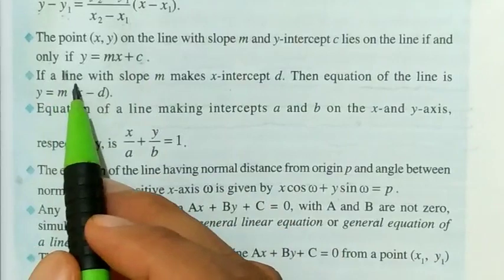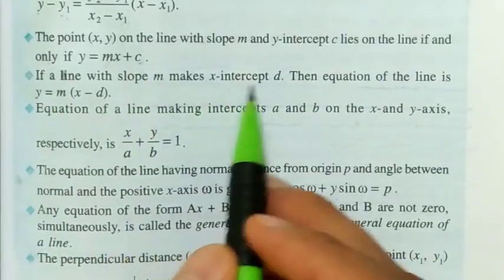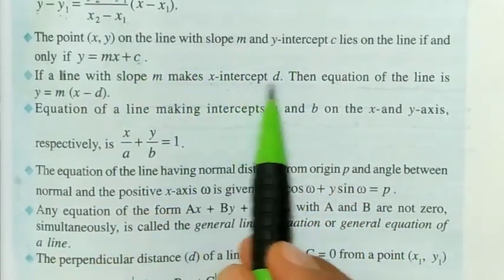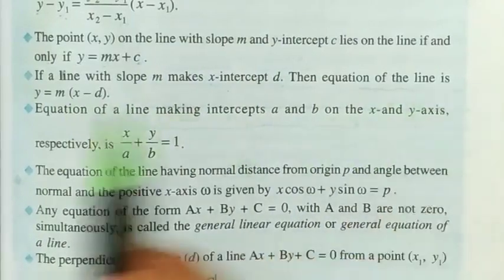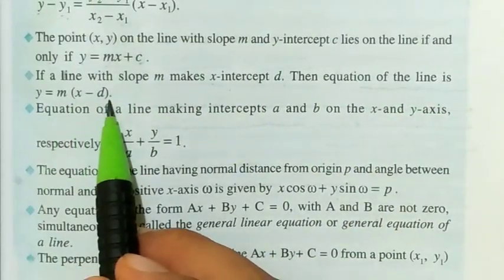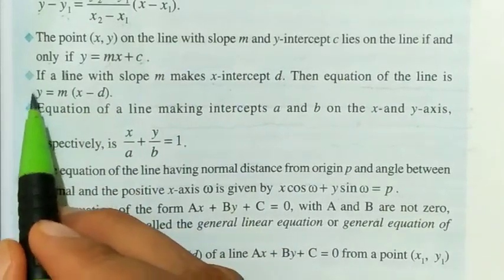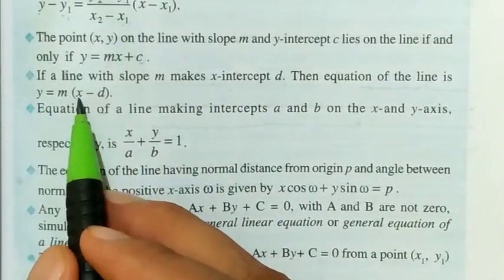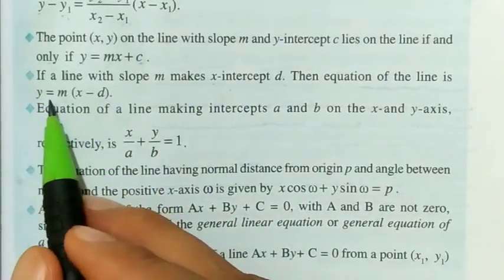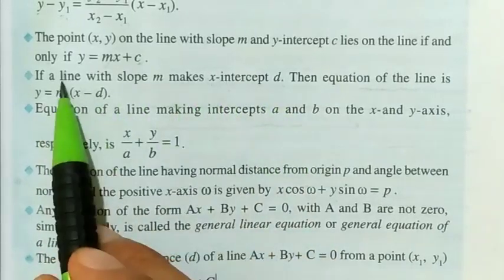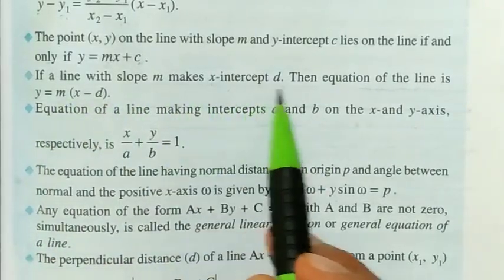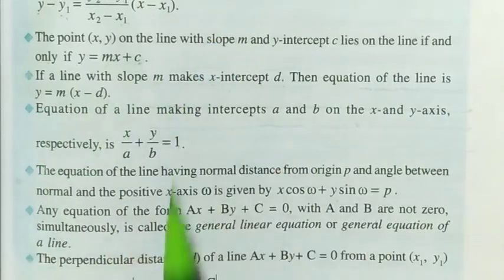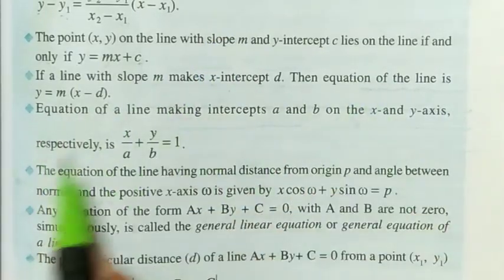Next point is if the line with slope m makes x-intercept d. Here the y-intercept was c, and now we have taken x-intercept d. So what will the equation of the line be? It will be y equals m into x minus d. If I put y equals 0, because for the x-intercept we put y equal to 0, what do you get? x equals only d, because 0 by m equals 0. So if a line with slope m makes x-intercept d, then the equation of the line is y equals m into x minus d. These are different forms of the straight line. You have to remember this. Questions can come from any type.